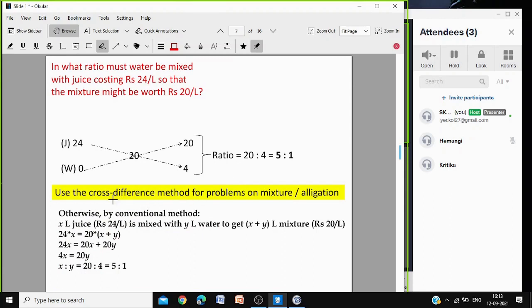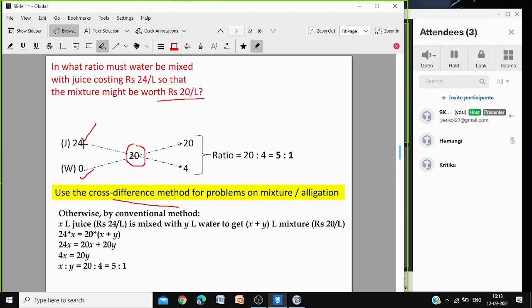Already I have seen this method. So you are mixing juice worth 24 rupees per liter with water which is 0 per liter. Apparently water we take as 0 per liter and juice we take as 24 rupees per liter. So there is a higher value 24 and a lower value 0, juice and water. And after mixing them, you need the middle value to be 20 per liter. The mixture should be worth 20 per liter. So higher value 24, lower value 0 and the mean value 20.